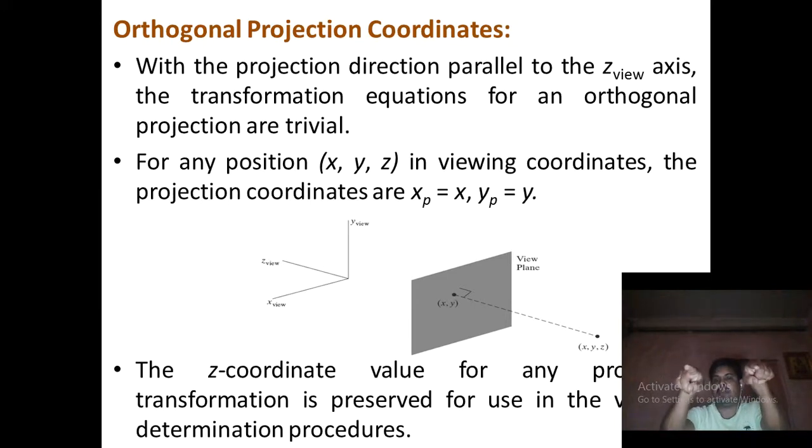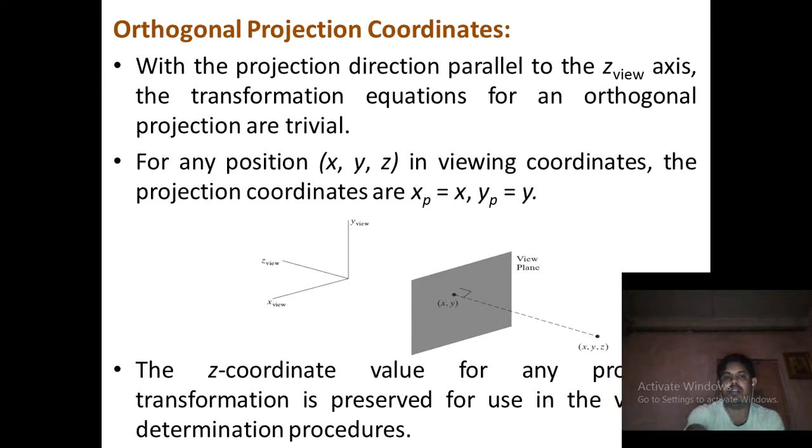your projection plane, right. With the projection direction parallel to the Z view, always, as I told, we are looking parallel to the Z axis. The transformation equations for the orthogonal projection are trivial, very simple, right. For any point x, y, z in viewing coordinates, normally a 3D point is x, y, z in the real world, the projection coordinates are xp equal to x, yp equal to y.